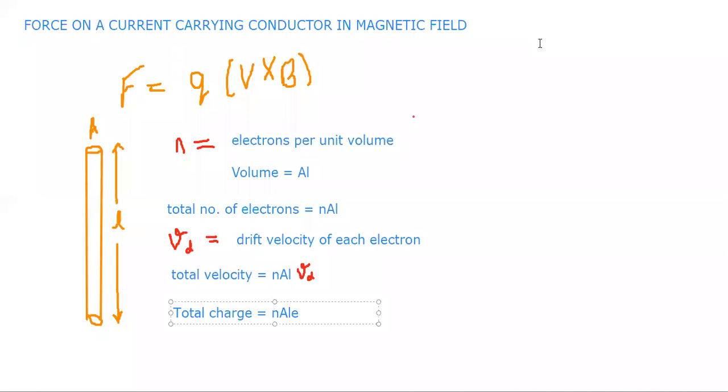Now if you want to find the force acting on a current carrying conductor in a magnetic field, you have to replace the charge by the total charge, that is NALe, and V by the drift velocity. So what you will get is F = NALe Vd cross magnetic field B.